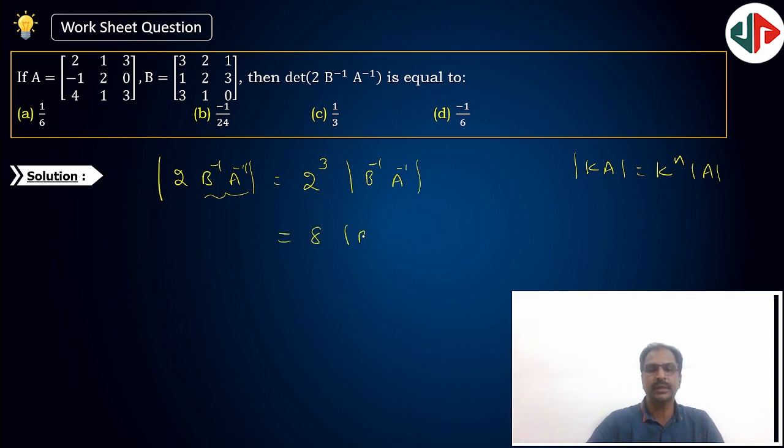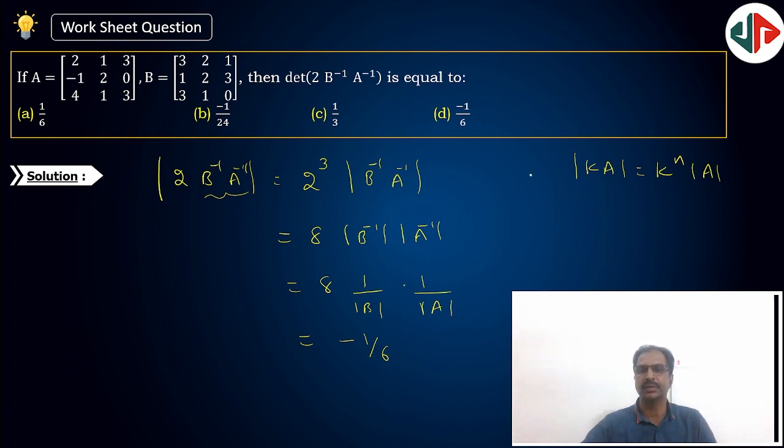This is nothing but det of B inverse into det of A inverse. And we know that det of B inverse is nothing but 1 by det B, and det of A inverse is nothing but 1 by det A. So find det A, det B from the given matrices and substitute here. Your final answer will be minus 1 by 6. You know how to find det A and det B. Find the values and then substitute.